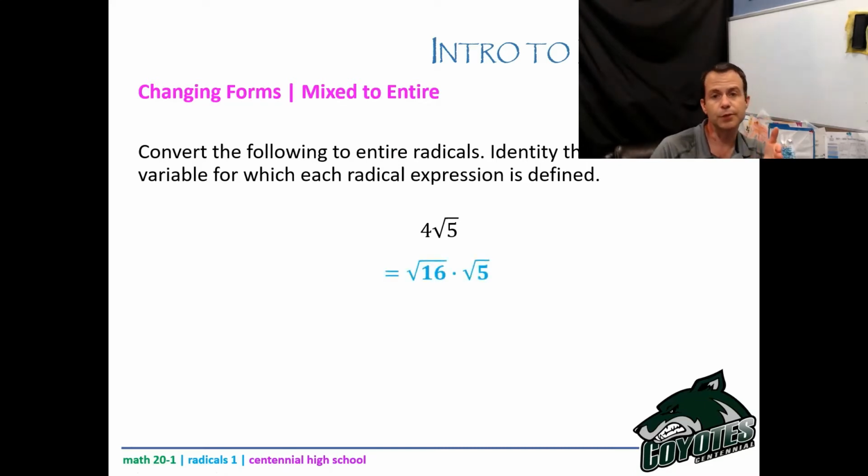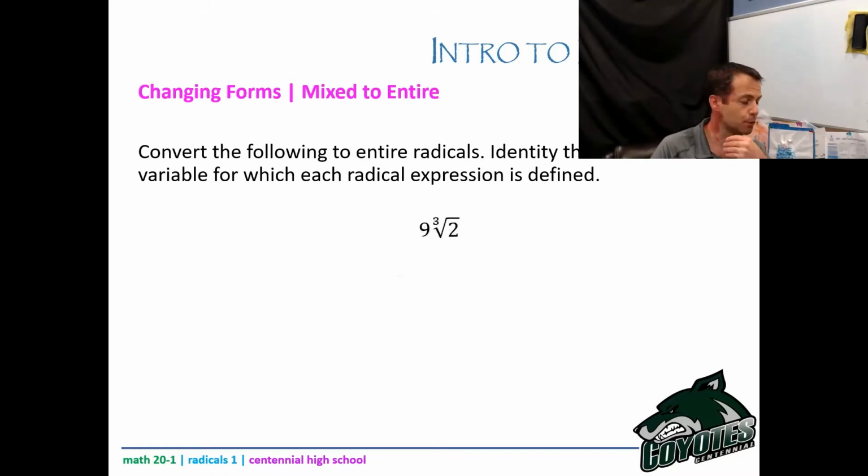Now I've got root 16 times root 5. Once I have them both as roots, I can multiply the radicands together. And so that'll be root 80. Okay, so I changed my 4 to be root 16 so that I had 2 radicals being multiplied by each other. When I have 2 radicals being multiplied by each other, I just multiply the radicands together. Okay, so 16 times 5 is 80. That's where the root 80 comes from.